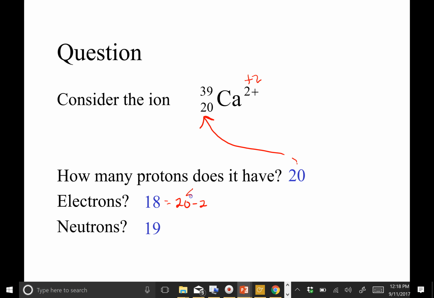So that was the number of protons, and that was the charge. And then, of course, the 19 came from 39 minus 20. That's the number of protons and neutrons, and that's the number of protons. So, yeah, you're going to want to be able to do that sort of thing.